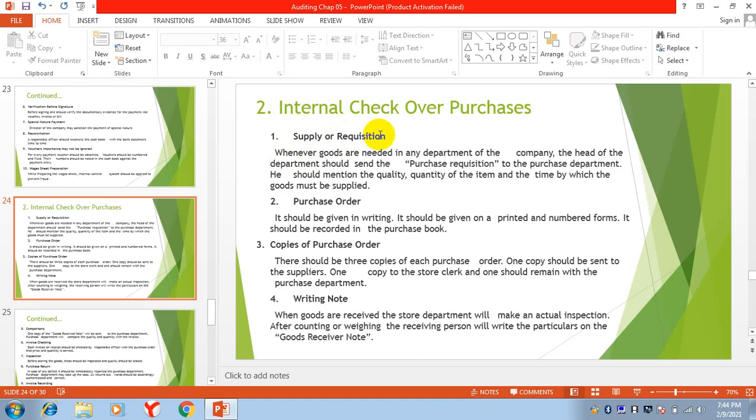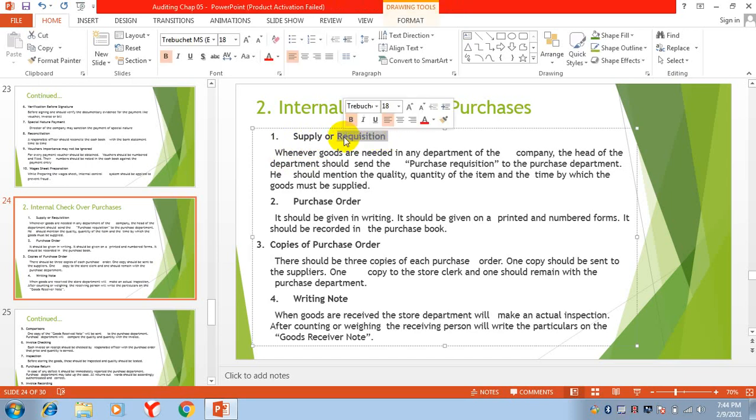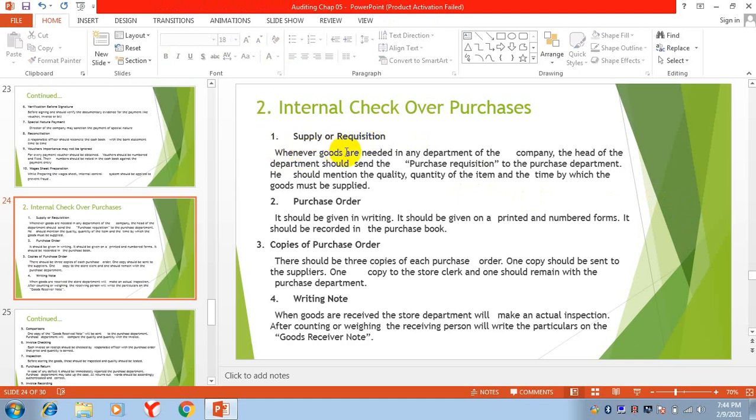Supply or requisition. Requisition means request to some department. Whenever goods are needed in any department of the company, the head of the department should send the purchase requisition. There are lots of departments in a company, so whenever something is needed, they will write a purchase requisition to the purchase department. So the purchase department will be informed with the help of a purchase requisition.